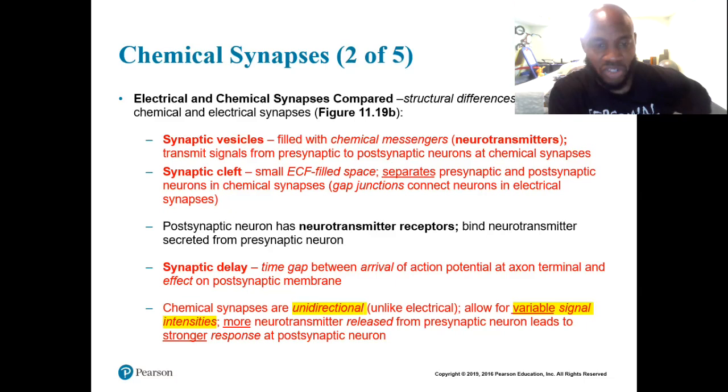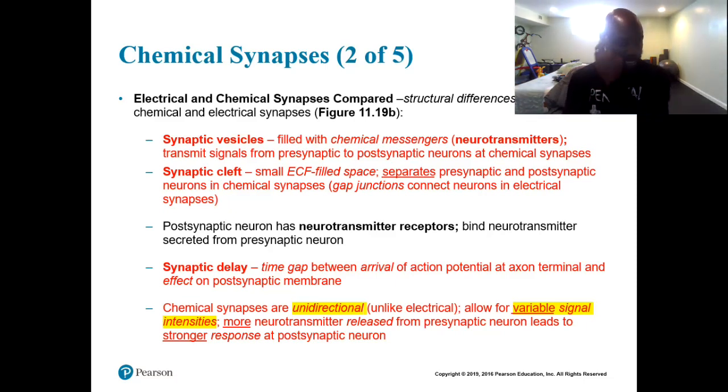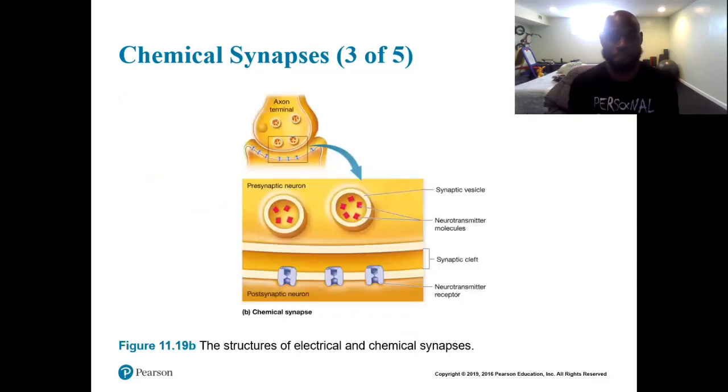The postsynaptic neuron has neurotransmitter receptors. We have this little synaptic delay, so there's going to be a little bit of a time gap. Remember, these take a little bit longer than your electrical synapses. And chemical synapses are unidirectional, so they can't go both directions. One neuron's always going to be the presynaptic, one will always be the postsynaptic. But that allows for variable signal intensities. You can get much stronger responses in the chemical synapses.